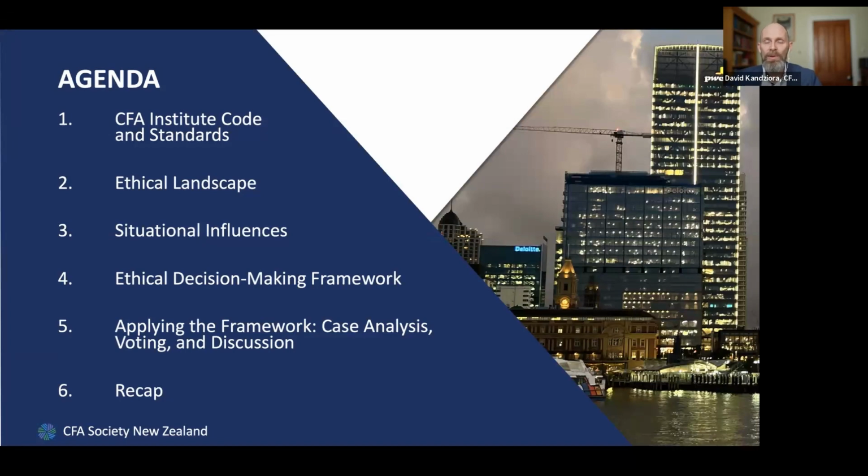Then we'll step through CFA Institute's ethical decision-making framework itself. And finally, we'll grab that framework and apply it to some case studies. And if we've got time, there'll be a little recap at the end.